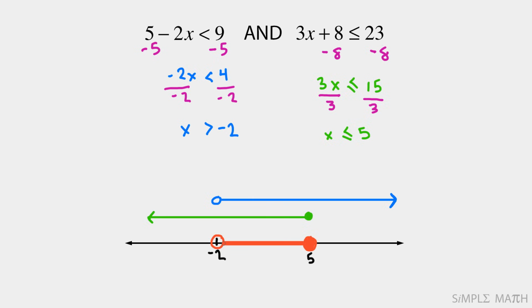Lastly, we'll shade in the area between these circles where the blue and green arrows overlap. Now we've got a visual representation of all the possible values of x which make both inequalities true. x can equal all of the values between -2 and 5, including 5, but excluding -2. Let's go ahead and write our solution set using inequality notation as well. We write -2 is less than x, which is less than or equal to 5.